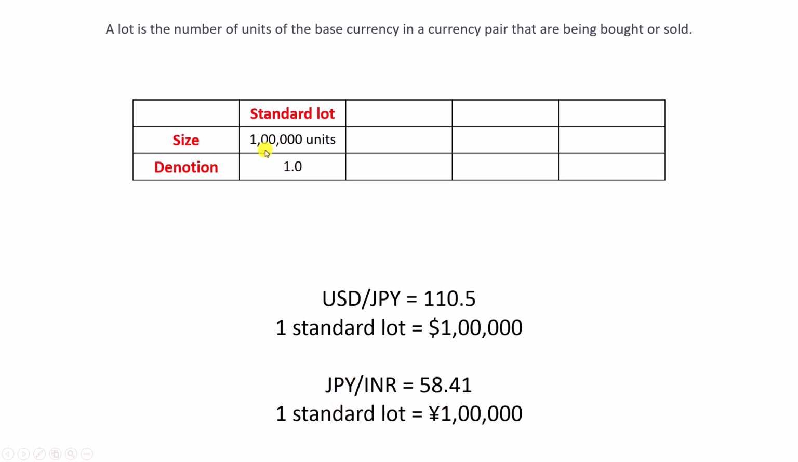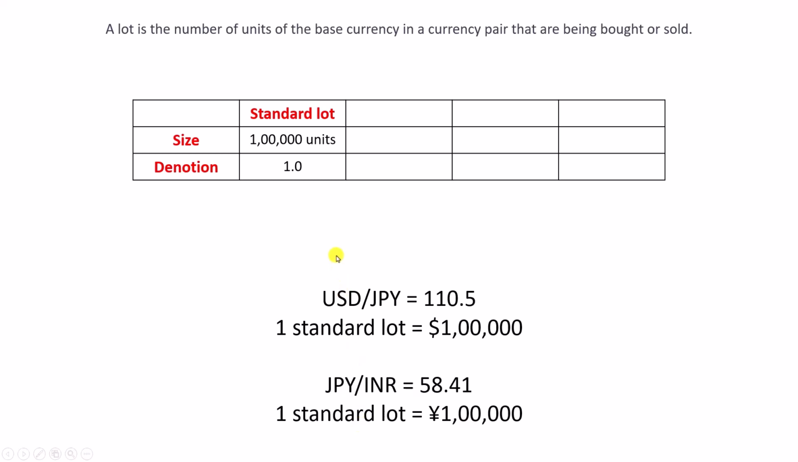So you do not have a say. You cannot say that you want to buy $23 or 346 yen. You cannot say that. You will have to go by the lots.